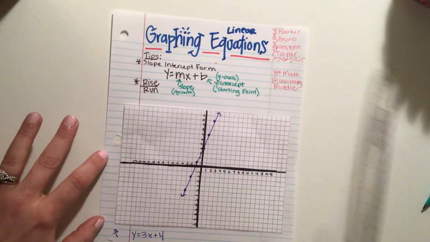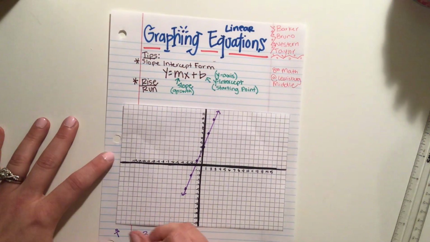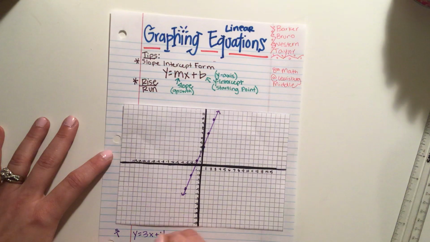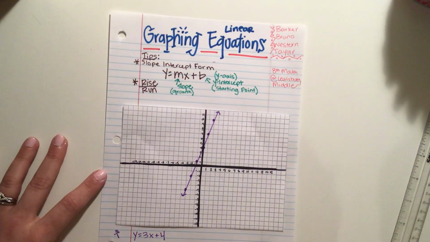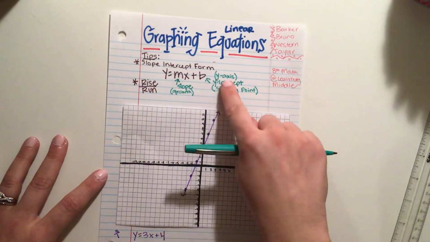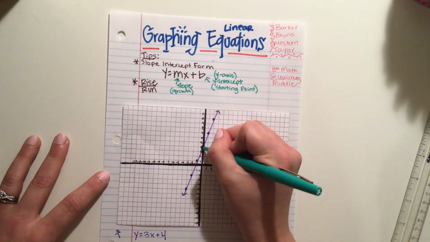All right, let's try another example. So what if it's negative? So y equals negative 3x plus, let's say, plus 4 again so that you can see that. Y equals negative 3x plus 4. Well, my initial value is my plus b. I'm going to start at 4 and make my first dot.